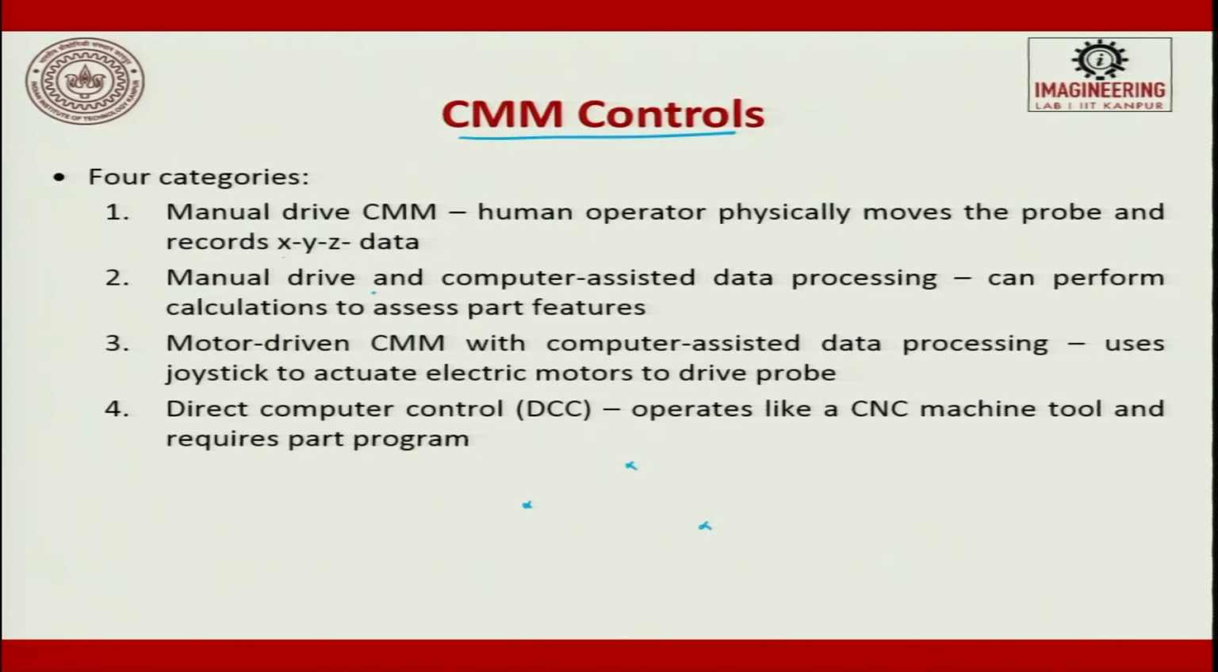The next one is manual driven and computer assisted data processing. You have manually moved it to 3 places. The computer is used to record the data and generate the feature or generate a result, and can perform calculations to assess the part feature. For example, flatness, roundness, cylindricity, and then you can have perpendicularity, all these things can be measured.